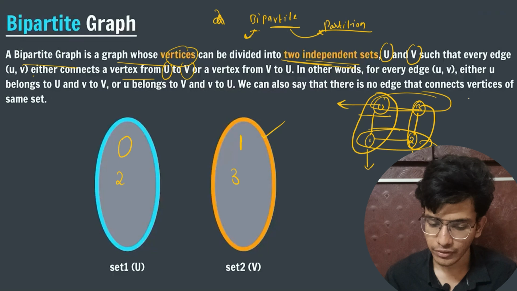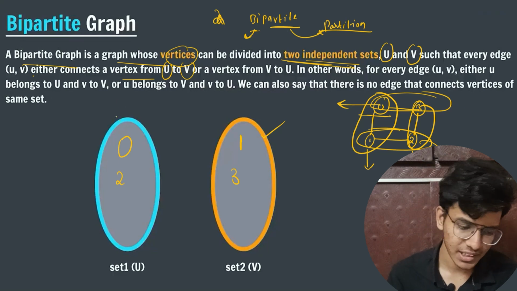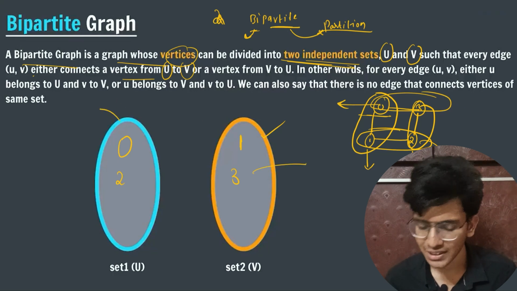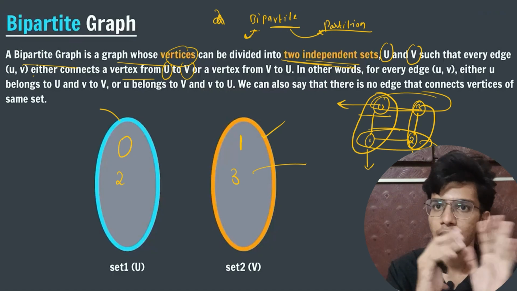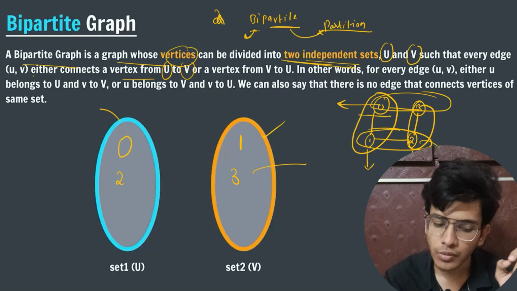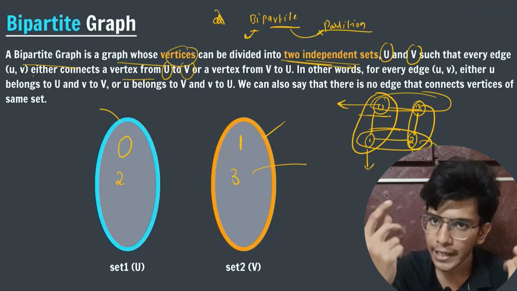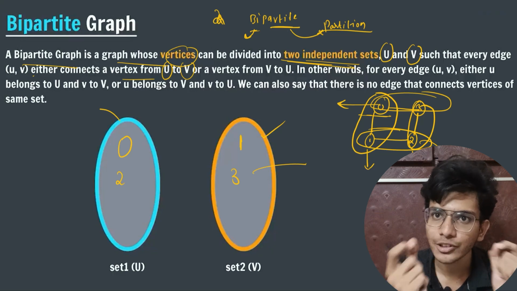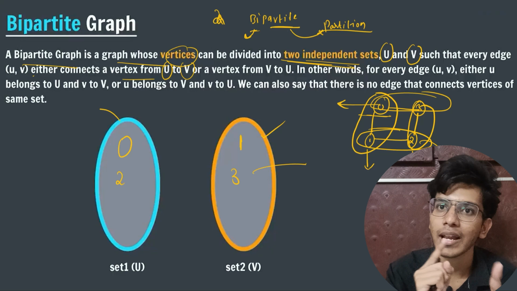Now in this graph, 0 is present in set 1 and 3 is present in set 2. So these two nodes are in opposite sets. Now you can observe that I have divided my graph into two different sets where these two sets are independent from one another.